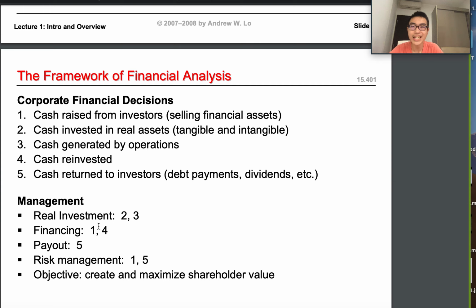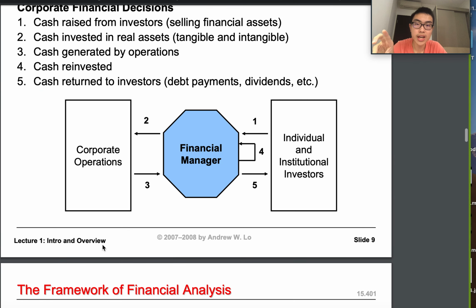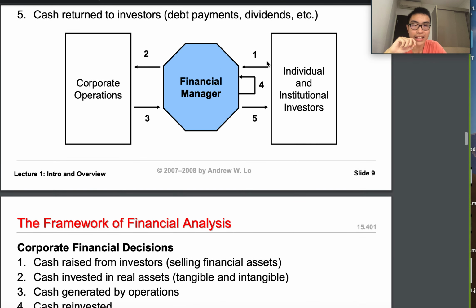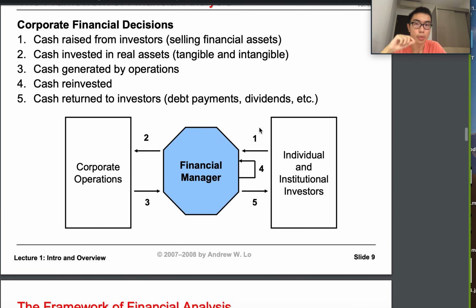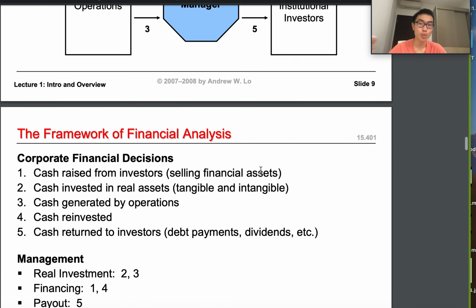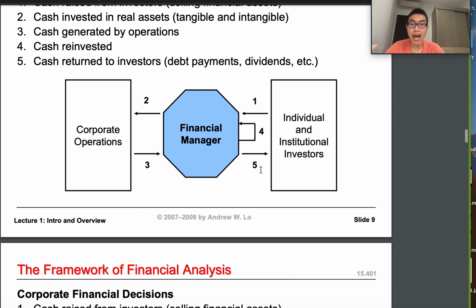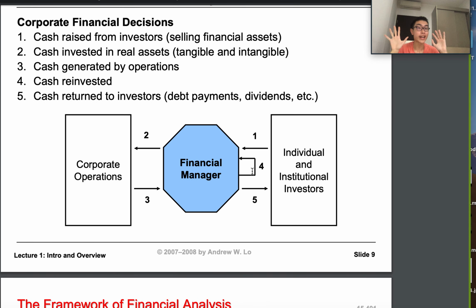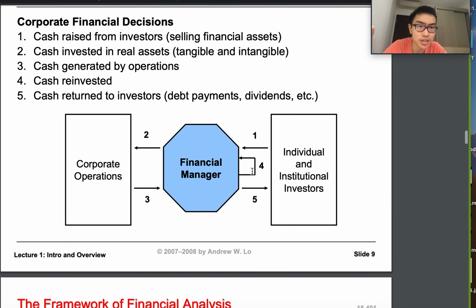And in simple words, in the management framework, different jobs actually have different indices and different jobs are involved in this corporate financial decision cycle. So 2 and 3 are real investment. 1 and 4 are financing, basically getting this investment to the businesses, raising investment from the investors, and continuing this reinvestment process. Payout basically focuses on financial managers paying the cash back to individual and institutional investors.